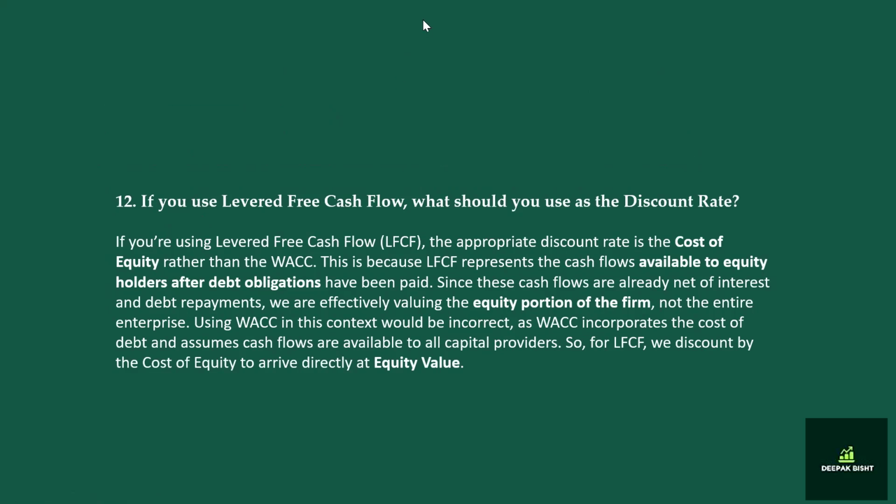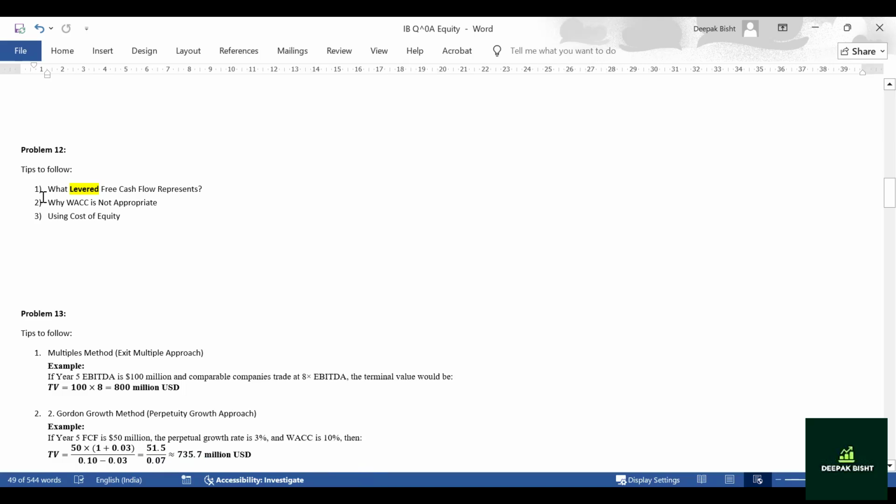The thing to focus on here is to ask yourself these questions. What does levered free cash flow actually represent? Levered free cash flow is cash flow available to equity shareholders, after accounting for all operating expenses, taxes, capital expenditures, changes in working capital, and importantly, interest payments on debt. Since debt obligations have already been subtracted, levered free cash flow represents the residual cash that equity investors could claim.